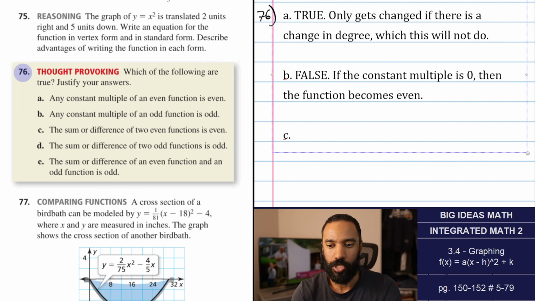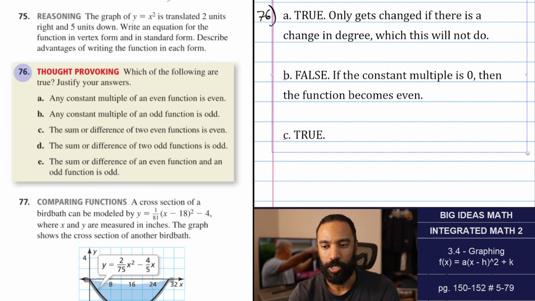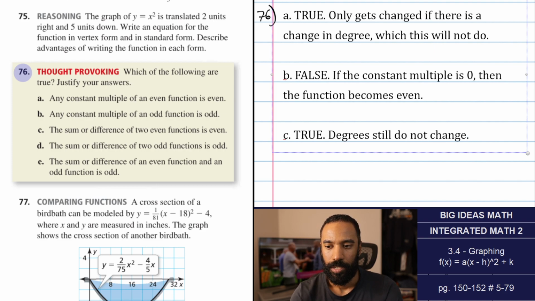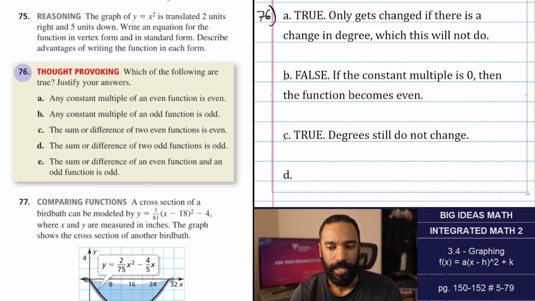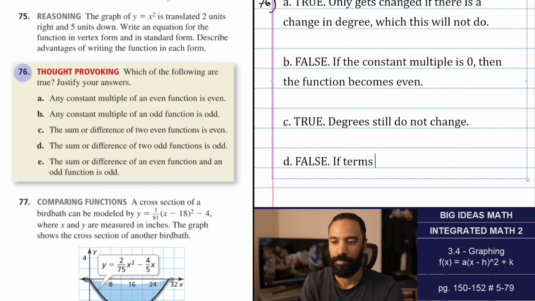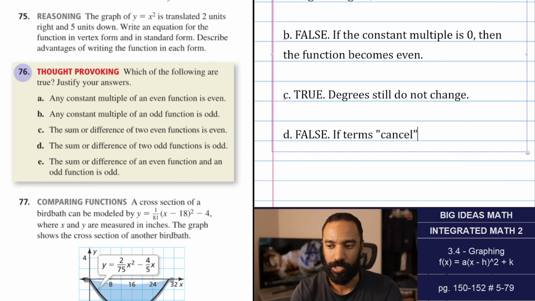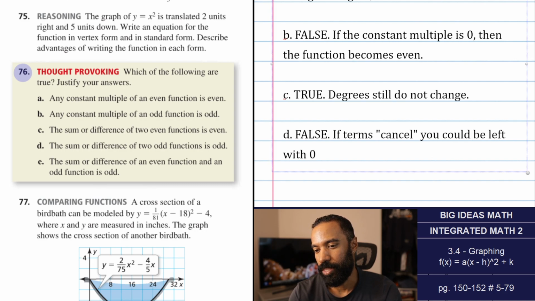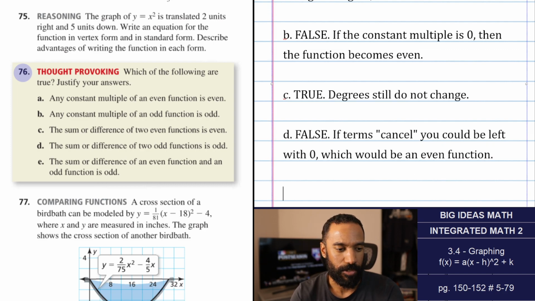C, the sum or difference of two even functions is even. Should also still be true. Degrees still don't change. D, the sum or difference of two odd functions is odd. That could be false, because if terms cancel, you could be left with 0, which would be an even function. So I think if everything cancels there.